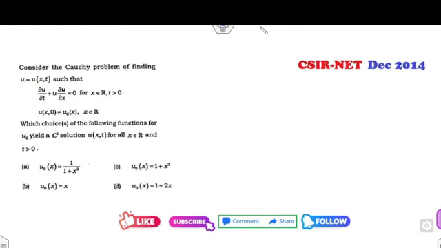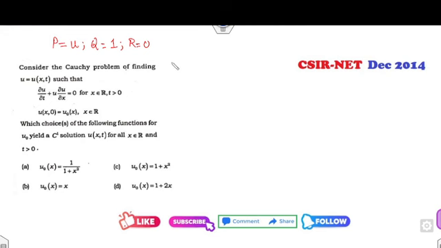Okay, look at another one. Again, it's a Cauchy problem. So what is my P? P is del u by del x. That is u. Q is del u by del t. R is 0. Then which of the following will give you, again, the solution?